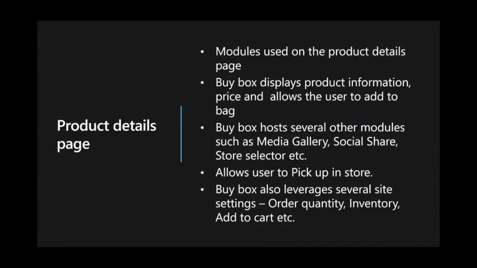The next is product details page. We actually walked through the product details page in our demo. So all the modules that are allowed on a product details page, you have a buy box, which is the most important module where all the product information, price, and the add to bag actions are supported. Other modules such as media gallery, social share, store selector, text block are also supported in the buy box. Buy box allows you to add to bag for shipping, or you can also do the pickup in store using the store selector module. And buy box also leverages several site settings such as order quantity, inventory, add to cart, etc.